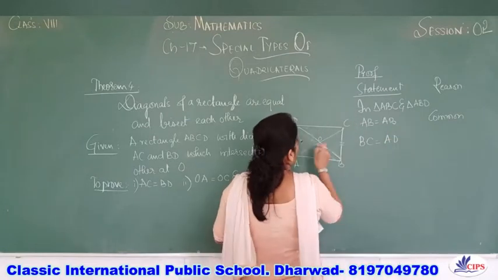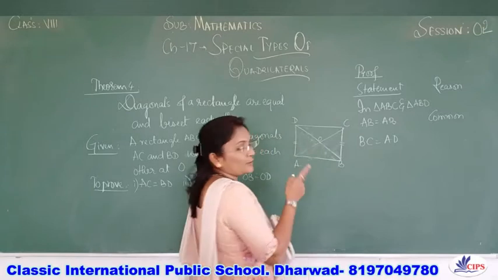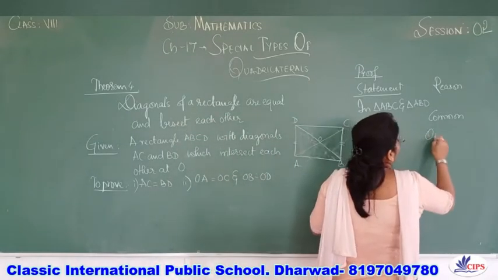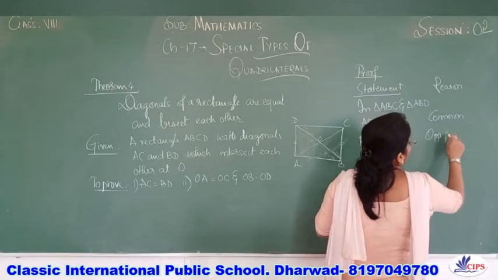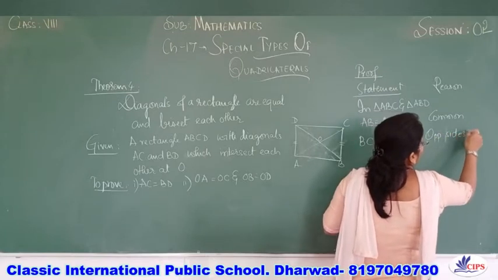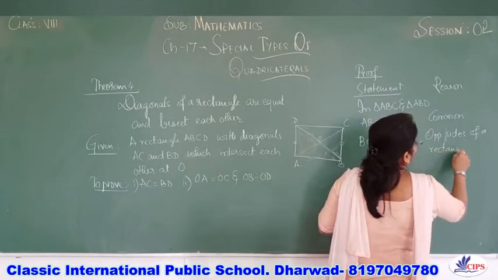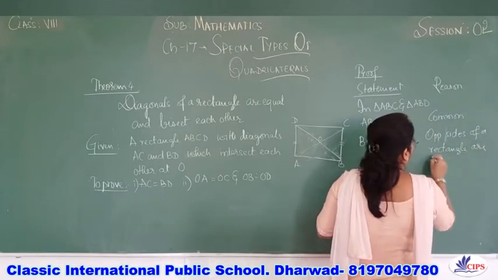See here, BC is equal to AD. They are opposite sides of the rectangle, so they will be equal. Opposite sides of a rectangle are equal.